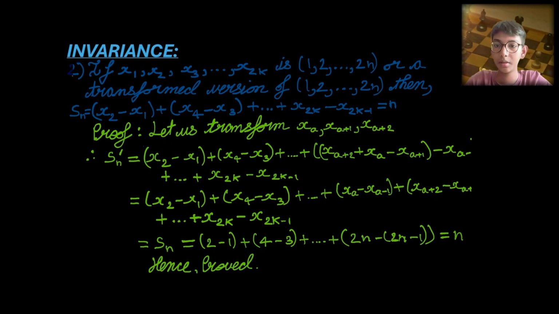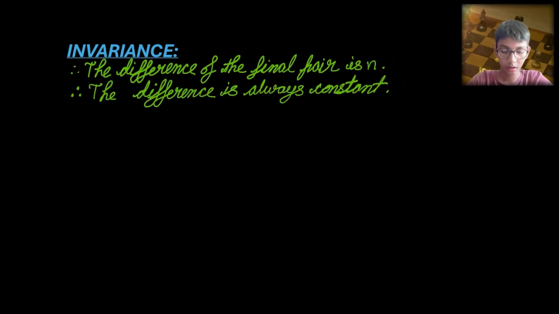So if we simplify all the terms in the sequence and we are left with x, y in the end, so y minus x has to be equal to n according to this invariant. So the difference of the final pair is always n, and this is the constant. So this proves the first part of the problem.